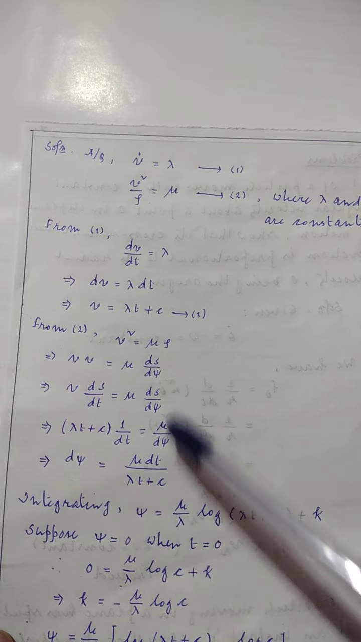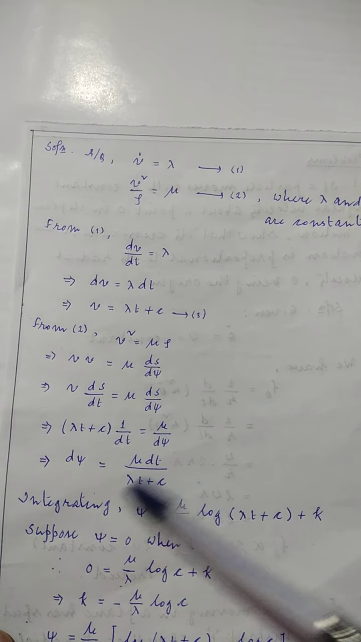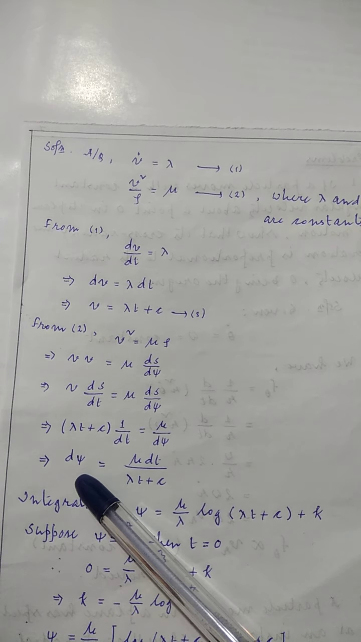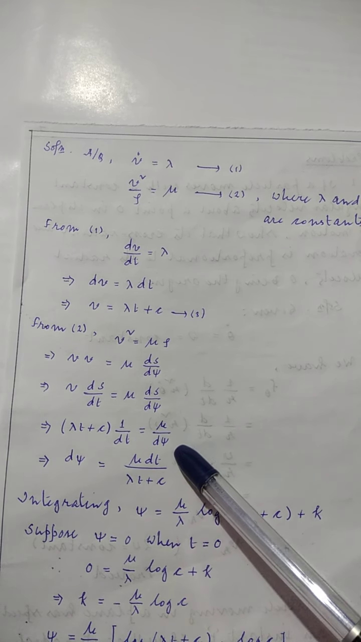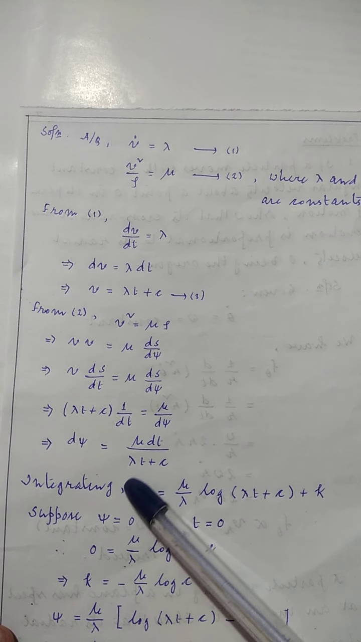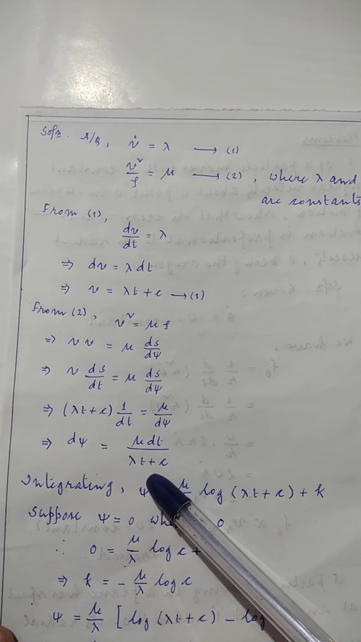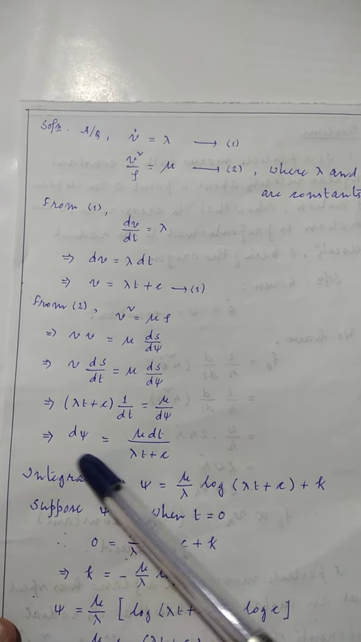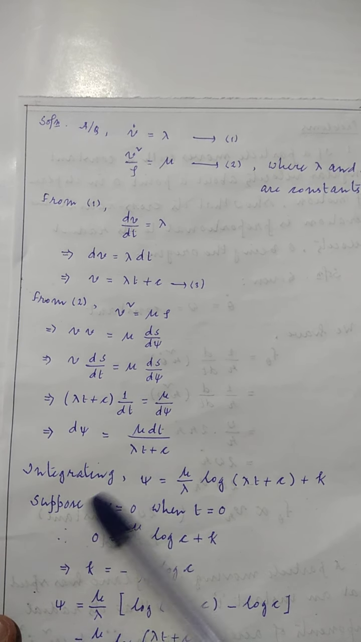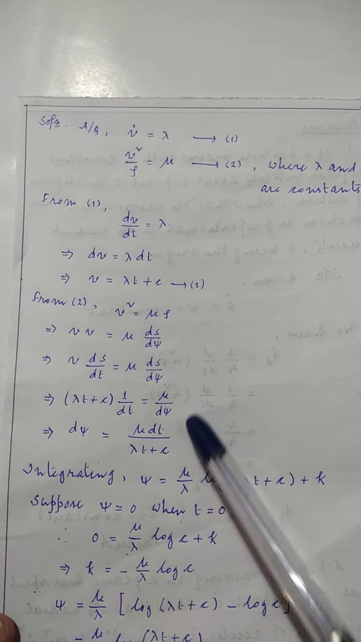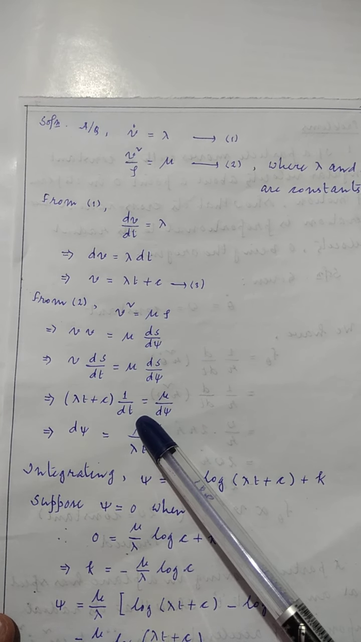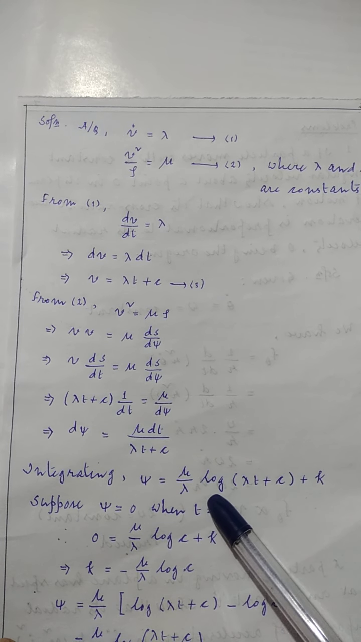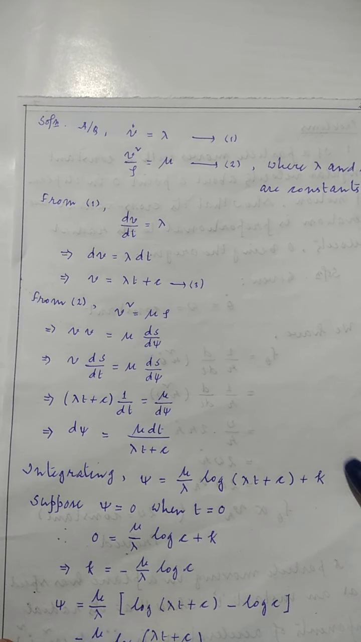This equation also we can solve by the method of separation of variables. If you simplify, you will get d psi is equal to mu dt by lambda t plus c. If you integrate this, the integration of d psi gives psi, and on this side, mu is constant, and by the method of substitution lambda will come outside, so you get mu by lambda log of lambda t plus c, plus k. Here k is a constant.